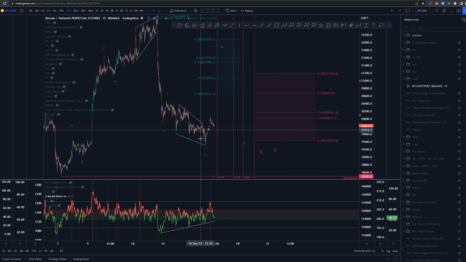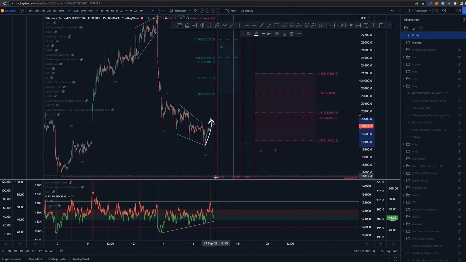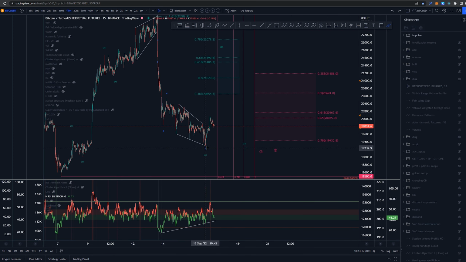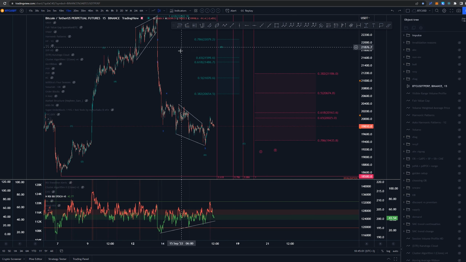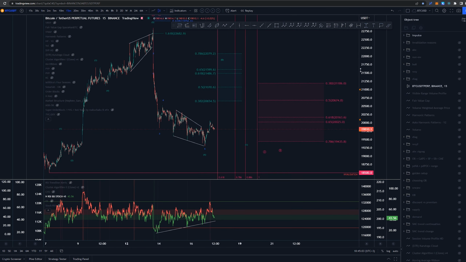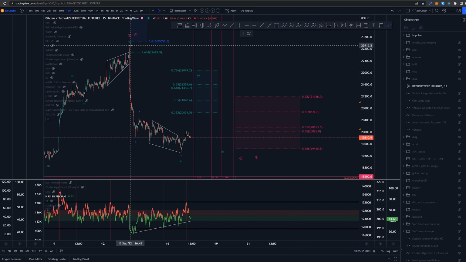So if RSI is telling me, okay, this move is not over, or this move is starting to be over, and we need to be looking for some kind of pump, I'm still going to be adding it, even if I can't figure out the count for it. So you have to be balancing those two. Now, what are we actually expecting now?